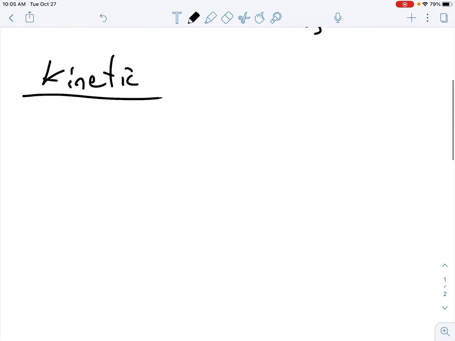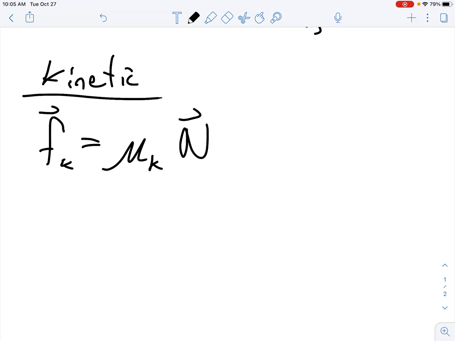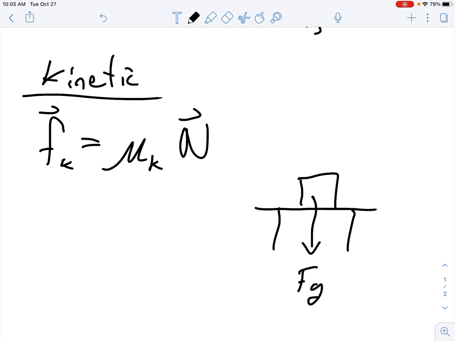So kinetic friction. The force of kinetic friction is equal to the Greek letter mu, subscript k, and capital N. Now let's unpack this. The force is equal to mu k times N. N, to remind you, is our normal force. If you imagine something sitting on a table, gravity's pulling that thing downward, and at the same time the table's pushing upward on it. That would be the force from the table.